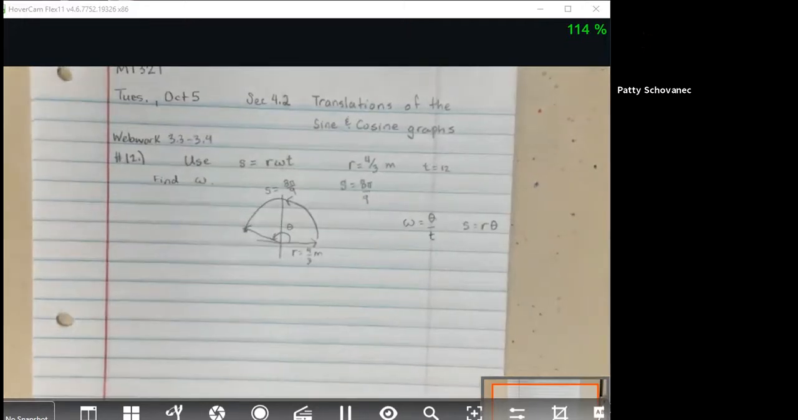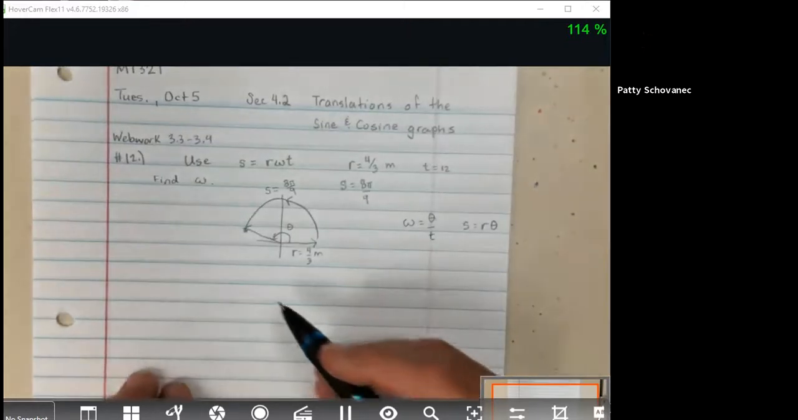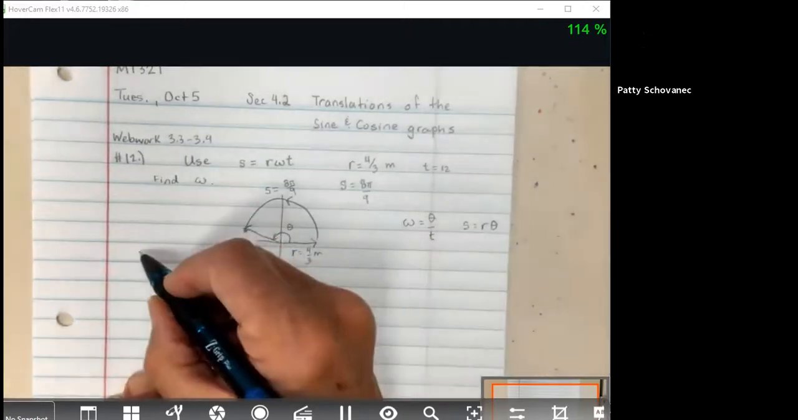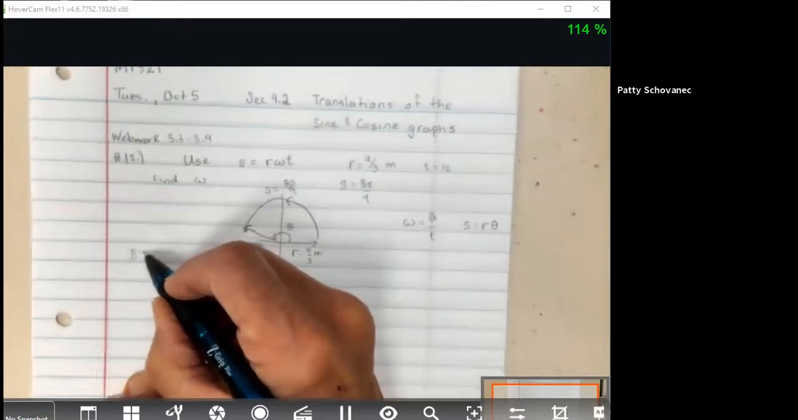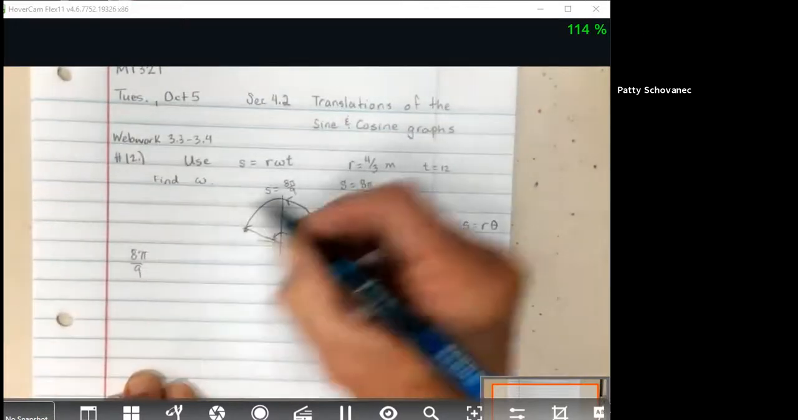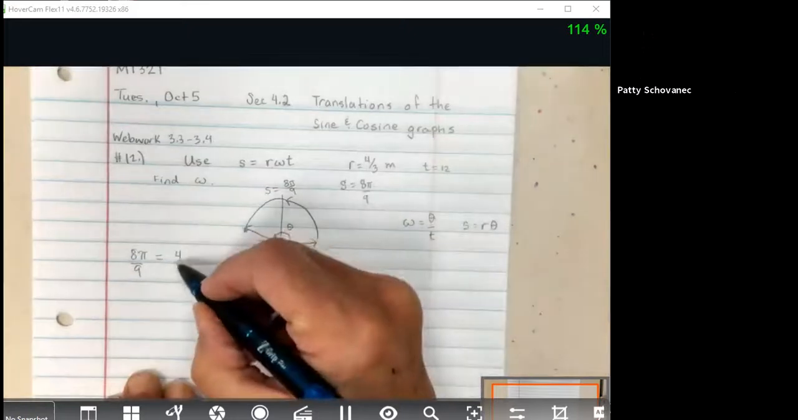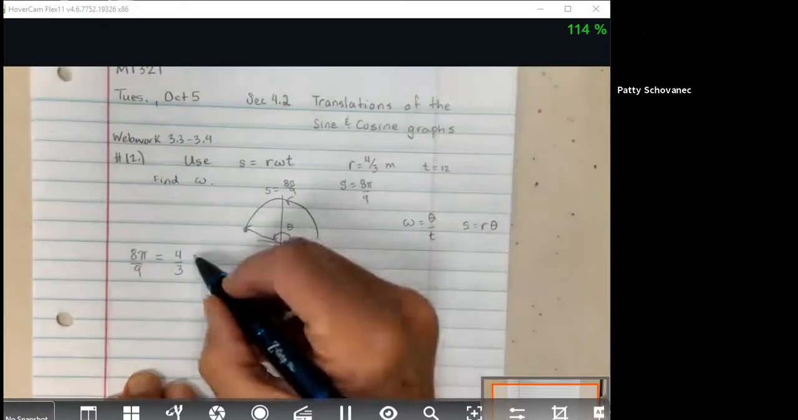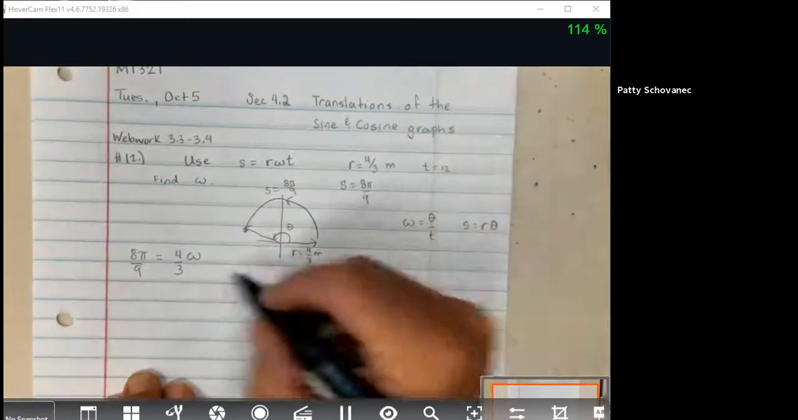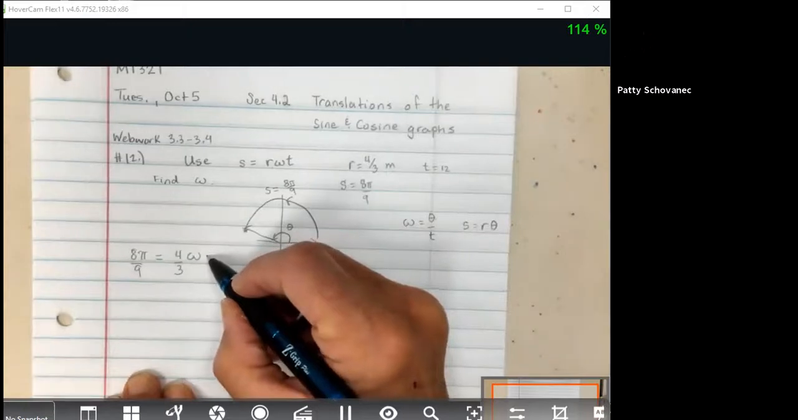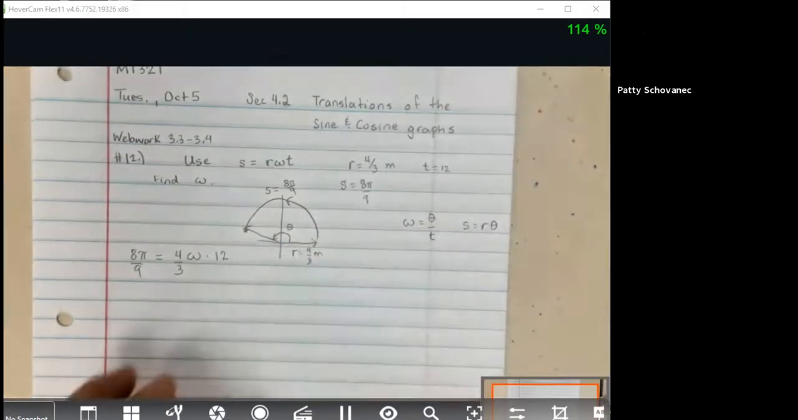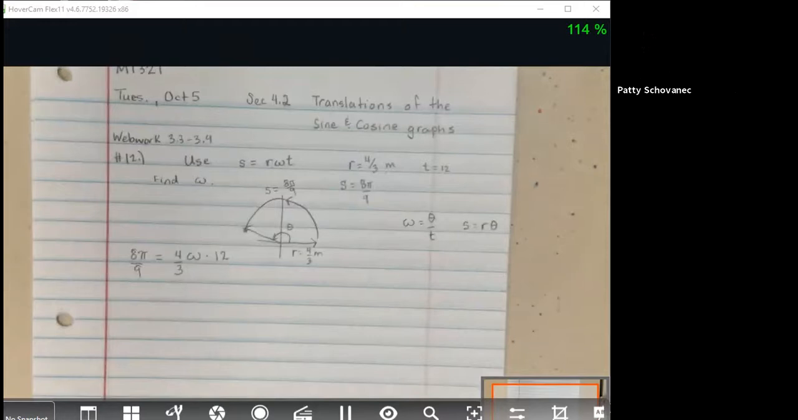So I think it's just a matter of substituting things in here. I've got S is 8 pi over 9, the radius is 4/3 meters, omega is what we're looking for, and T is 12 seconds. So we're going to work to solve this for omega.